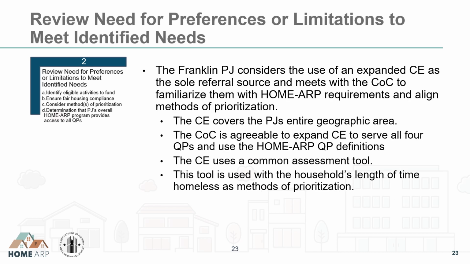The Franklin PJ considers the use of an expanded coordinated entry as the sole referral source and meets with the COC to familiarize them with HOME-ARP requirements and align methods of prioritization. The coordinated entry covers all of the PJ's geographic area. The COC is agreeable to expand coordinated entry to serve all 4 QPs and use the HOME-ARP QP definitions. The coordinated entry system uses a common assessment tool. This tool is used with the household's length of time homeless as the methods of prioritization.